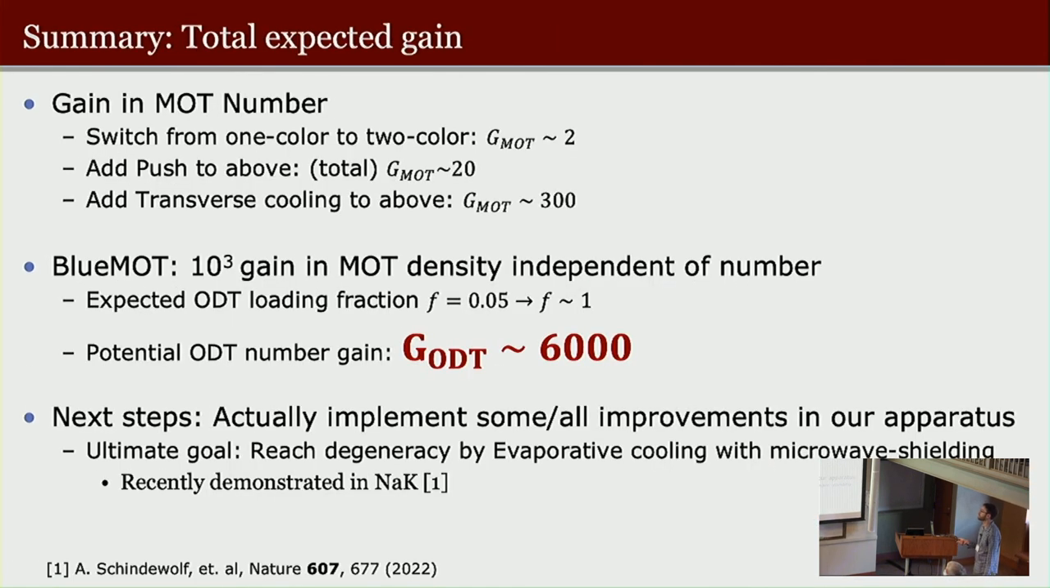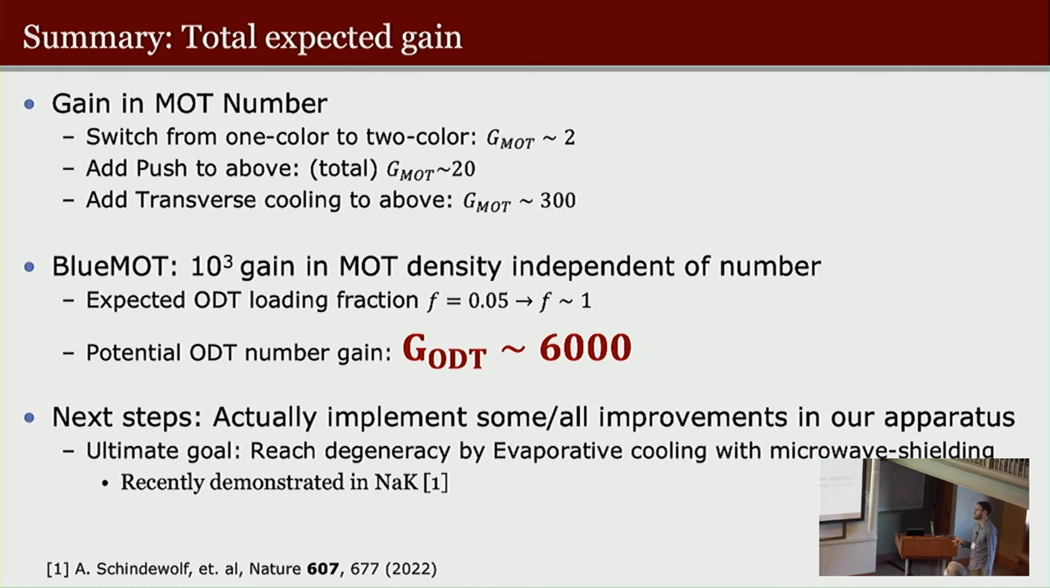So what do you get if you do all of this? Switching from the one color to two color MOT, I estimate you get a gain of about a factor of 2, maybe a little bit more, in your molecule optical trapping number. If you add the push beam as well as the two color MOT, that's an additional gain of 10 or so, giving you 20. And transverse cooling gives you another additional gain of 10 to 15 or so. Theoretically, at least, you should be able to get a pretty large gain in your number of molecules.